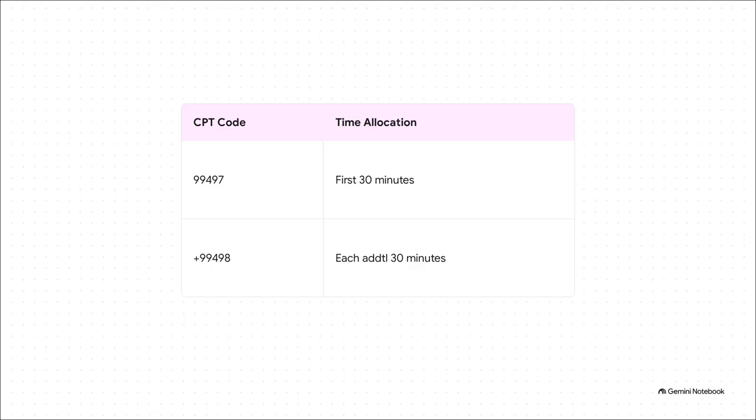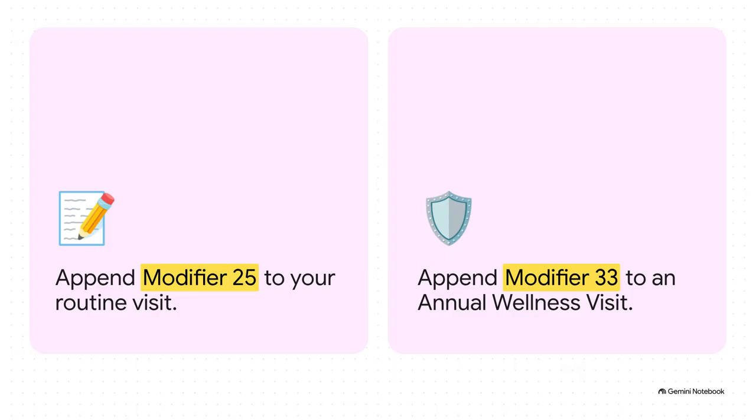Pretty straightforward, right? But what happens if the conversation is highly complex and it just runs long? Well, that's exactly where your add-on code 99498 comes into play for each additional 30 minutes. But listen closely to this part. To bill that add-on code, you need at least 16 minutes beyond the initial 30-minute block. So mathematically speaking, you cannot bill 99497 and 99498 together unless the total documented face-to-face time hits 46 minutes or more.